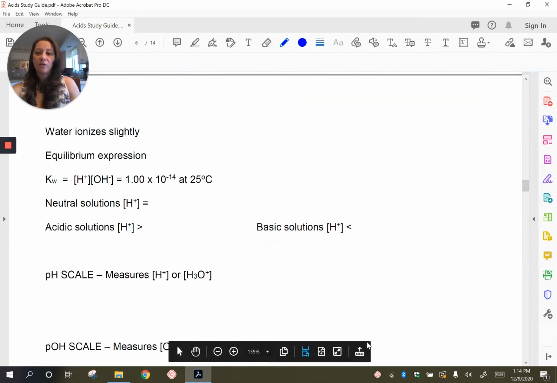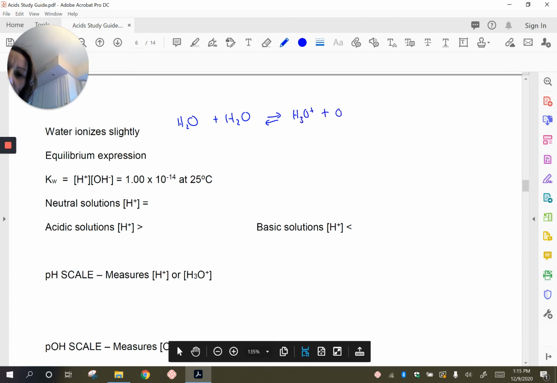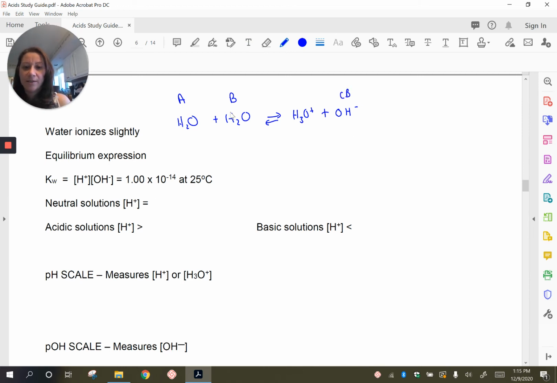Okay, now we know water is covalently bonded, it's molecular, but water slightly ionizes. If you think of one water as an acid and the other as a base, the acid is going to give away a proton to become OH minus. So this is your conjugate base. The base is going to accept a proton to become the conjugate acid.